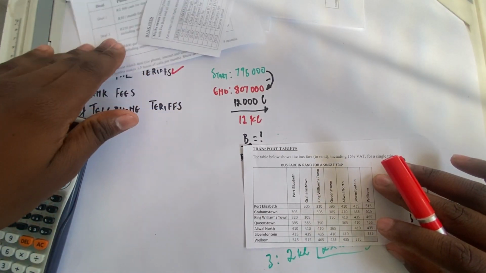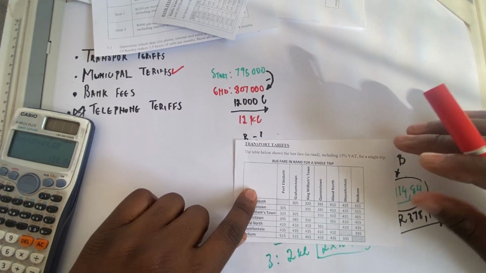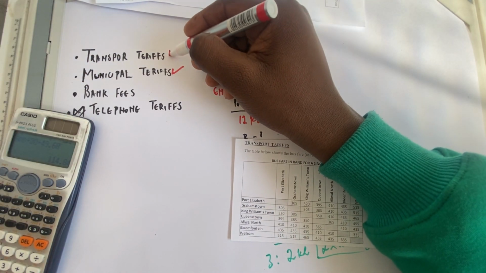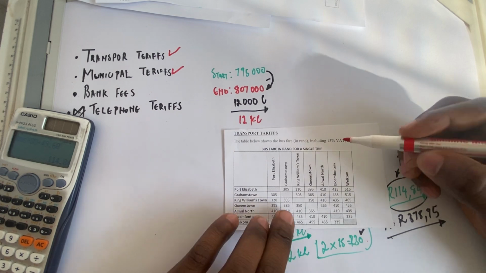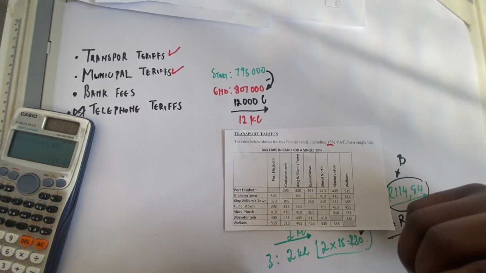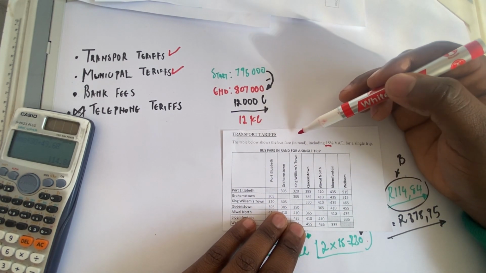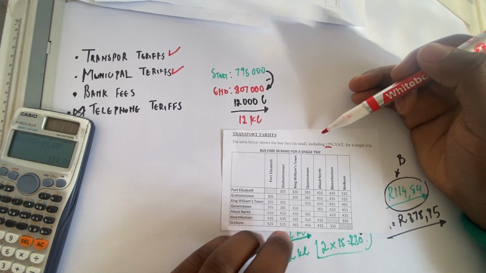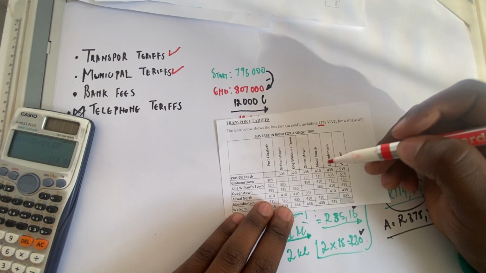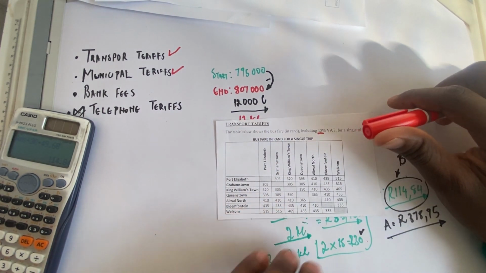Now I'm on the transport tariffs. When you're doing your tariffs, be careful of the VAT, whether the amount that is being given is VAT inclusive or VAT exclusive. So now they say the table below shows the bus fare in rands, including 15% VAT for a single trip. That means whatever amount you see here is also VAT included. So meaning VAT is also charged in that.